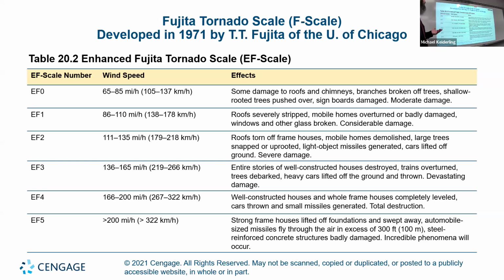Damage. EF4 is 166 to 200 miles per hour. Well-constructed houses and whole frame houses get completely leveled. Cars are thrown and small missiles are generated. This is total destruction. And EF5, strong frame houses are lifted off foundations and swept away. Automobile-sized missiles fly through the air in excess of 100 meters, or 300 feet. And steel reinforced concrete structures get badly damaged. This is an incredible phenomenon, but these are the most rare, most crazy and powerful tornadoes in existence.